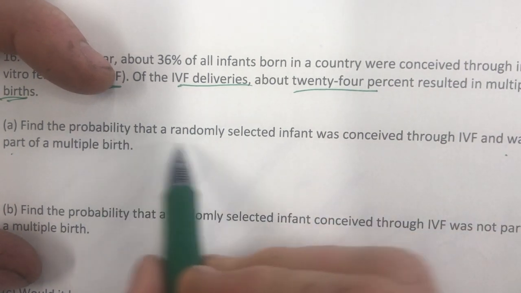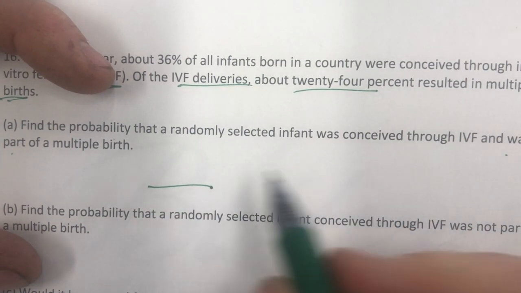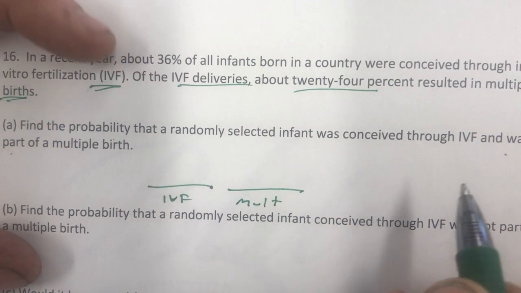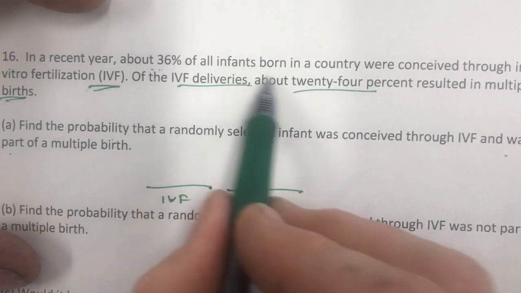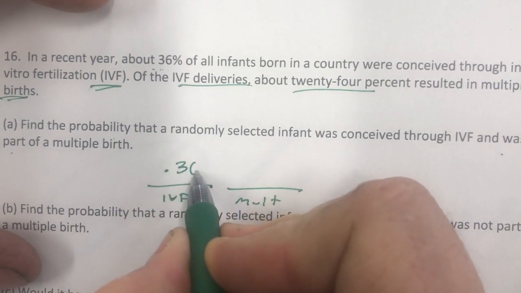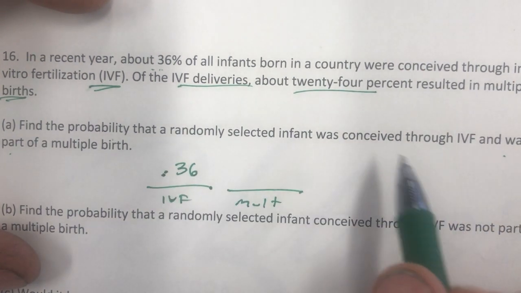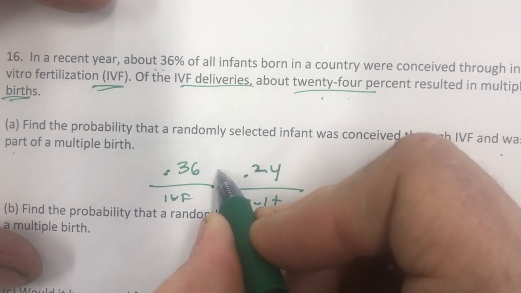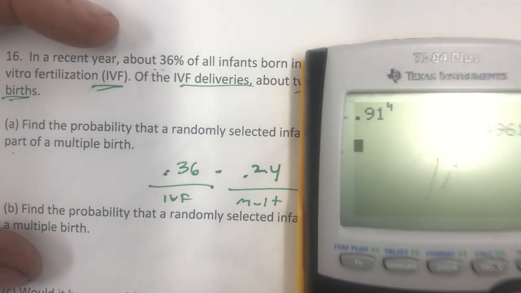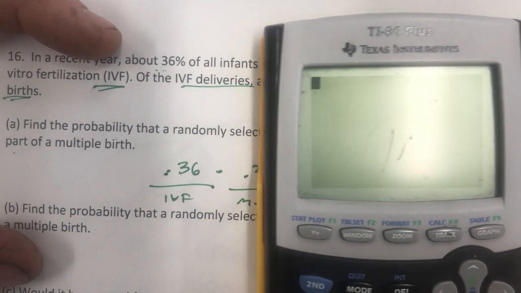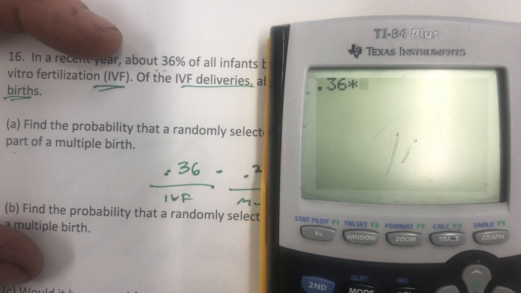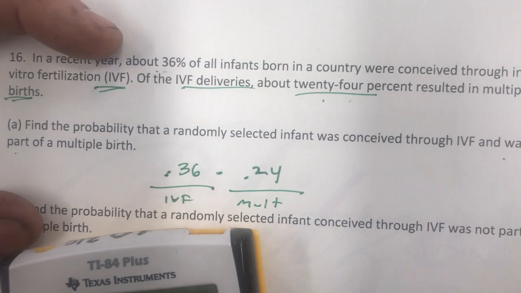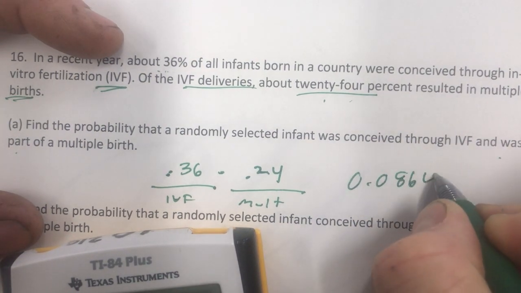All right. So find the probability that they were conceived through the IVF and there's a multiple. All right. So 36% it says were conceived through IVF. So this is 0.36. And 24% have multiple births, so this is 0.24. So I multiply those. All right, so we're going to have here 0.36 times 0.24. And I get 0.0864. There you go.